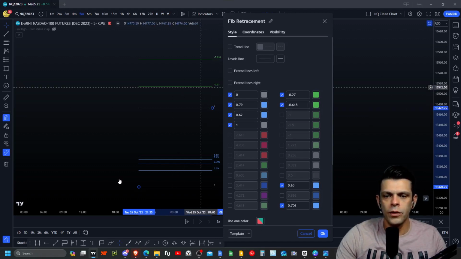So these are my Fib settings. You can configure it according to this. So we'll be entering off the 62% retracement level, and we'll take profit at the negative 27 and the negative 618.